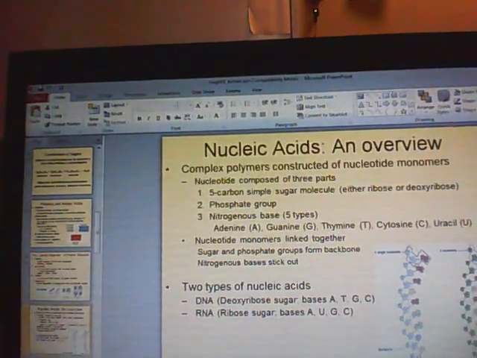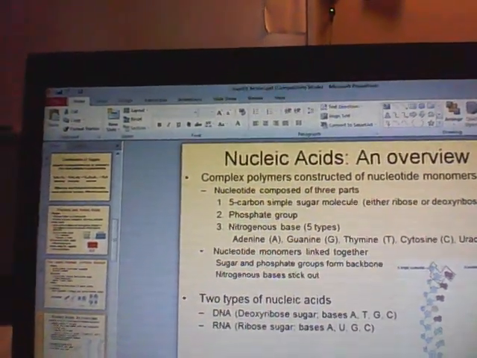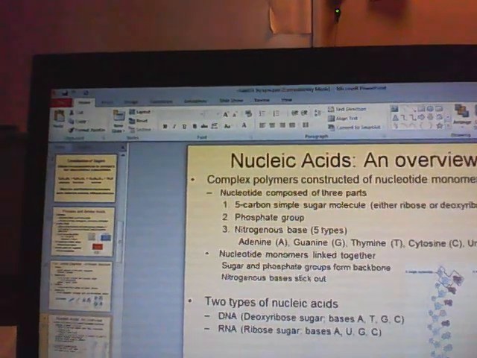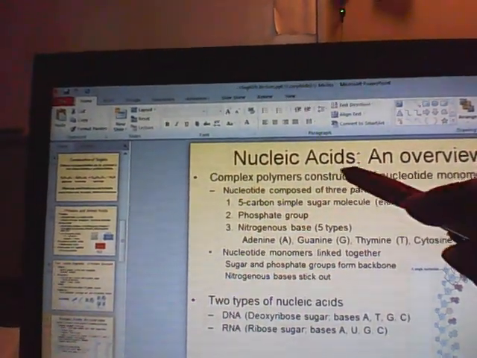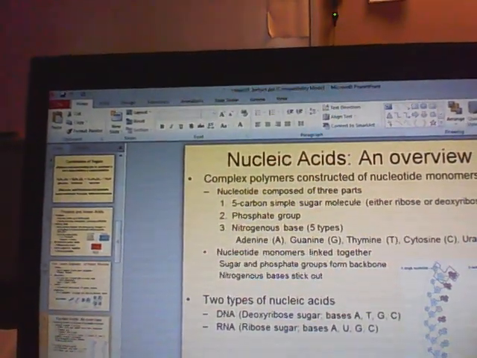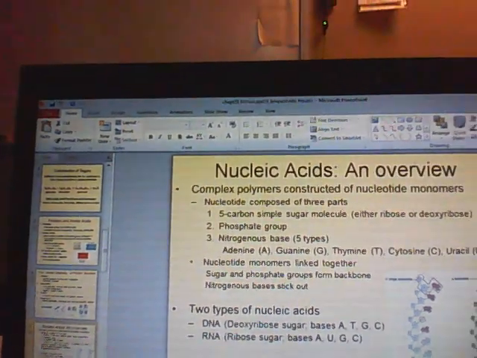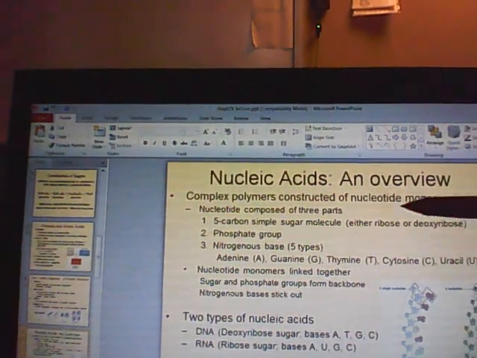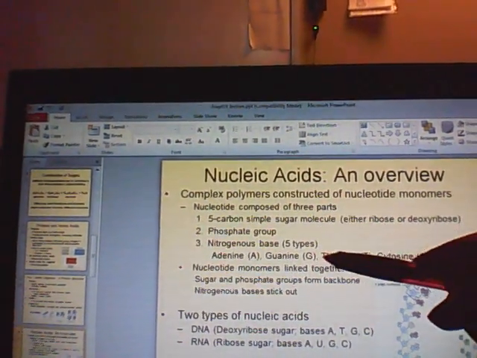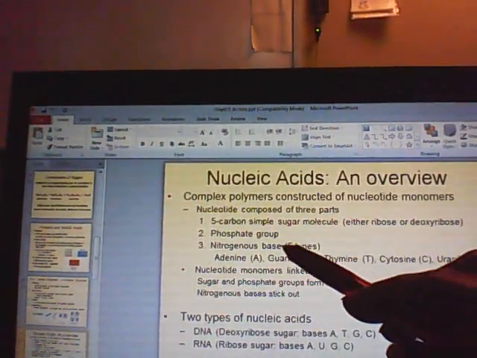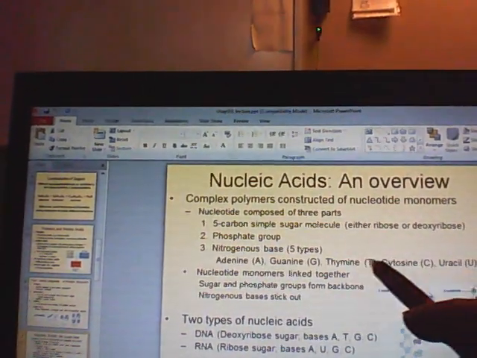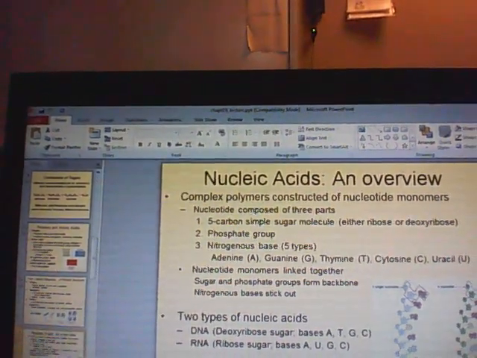All right, so this may have gone too fast. So let's rewind and go back. Nucleotides are the monomers for nucleic acids. I'll say it again. A nucleotide is the monomer for a nucleic acid. I then told you that a nucleotide has 3 parts. It has a sugar, a phosphate group, and a nitrogenous base. It could be either one of these 5.